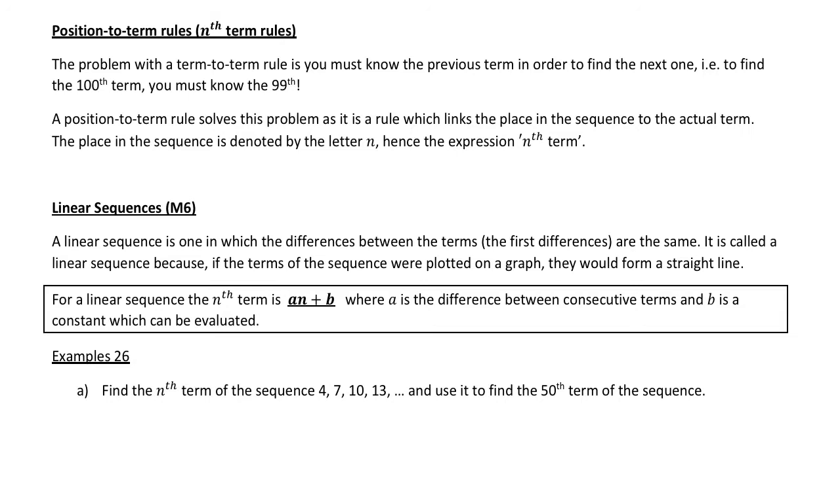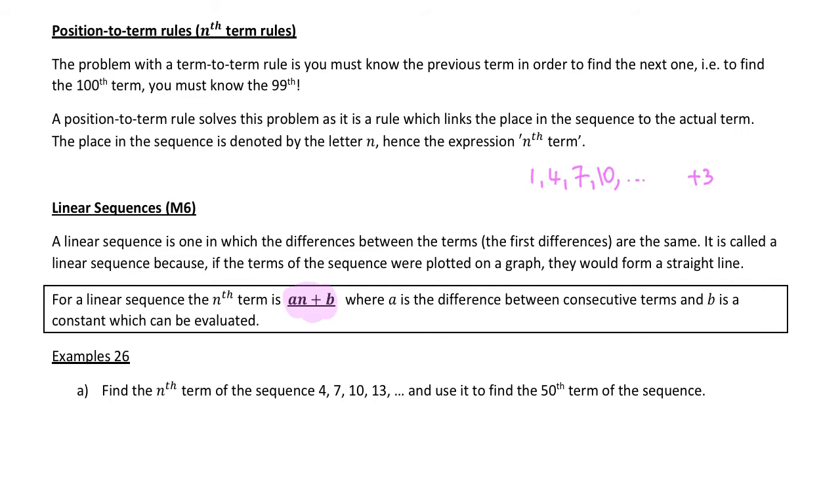And for linear sequences, and those are ones where there's a common first difference, we've seen a few examples of those already. So if you've got 1, 4, 7, 10, and so on, what you're doing each time is adding 3. So if you're adding an amount or taking away the same amount every time, and the first difference is the same, then it's going to be of the form an plus b, where a is the difference between them and b is a constant that can be evaluated. And actually, if you work to the term before the first one, that's actually the value of the b.